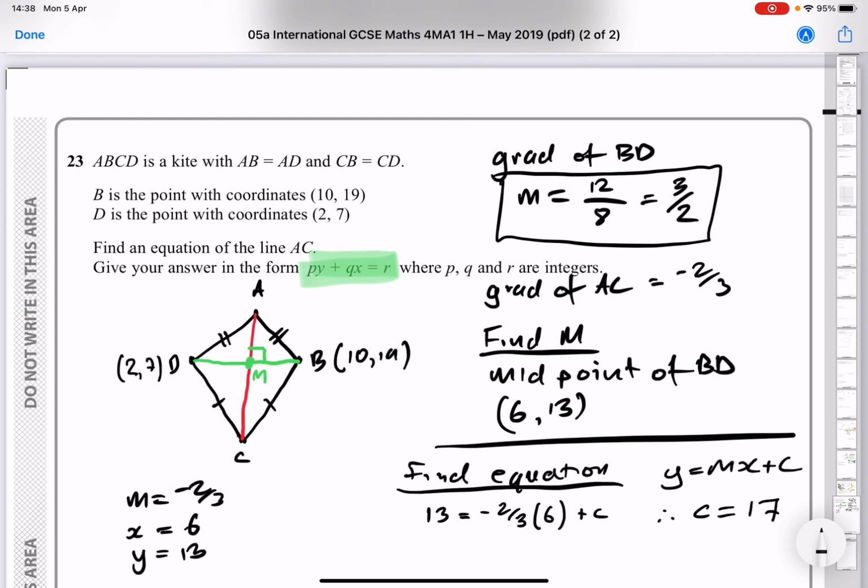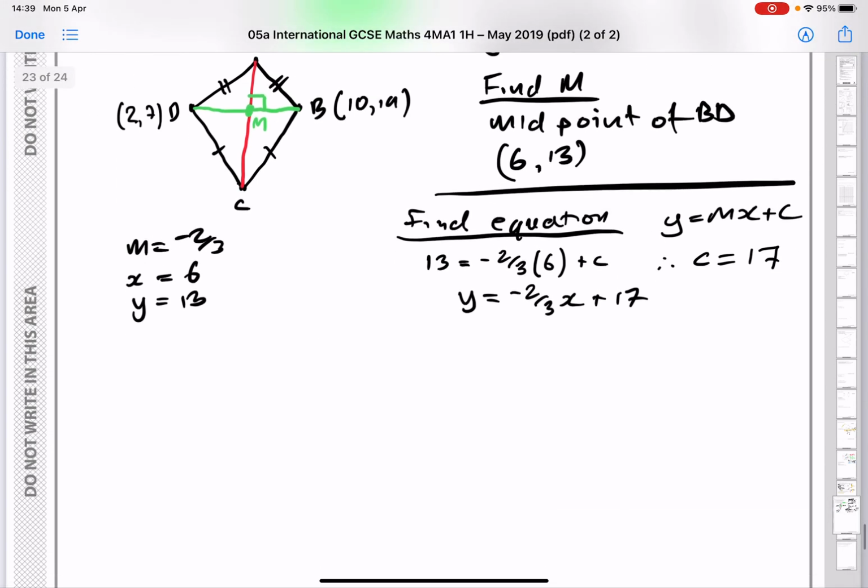Now if we write it as y equals -2/3 of x plus 17, we have got all but 1 mark. That's fantastic. We're very happy, but we have still got the chance to just get it in the form they ask for.